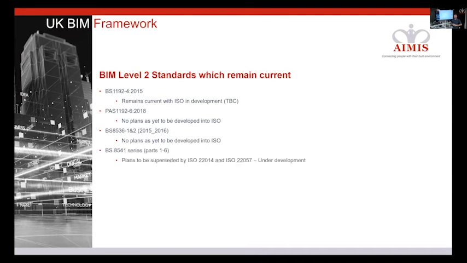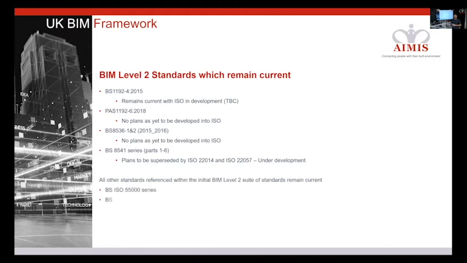The 8541 series, Parts 1 to 6, which define how object libraries should be named and grouped and information associated to them. The plans for this set of standards are to be superseded by the ISO 22014 and 22057 standards, which are currently under development, and when they've been revised, they will likely supersede the BS 8541 series, which will then be removed.